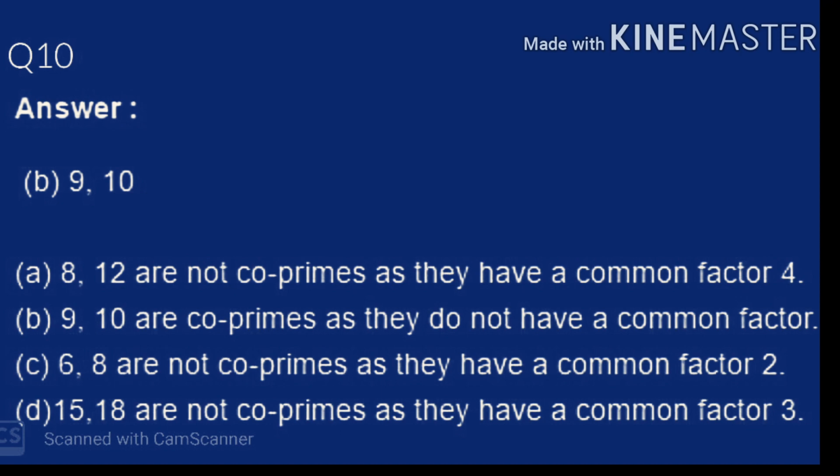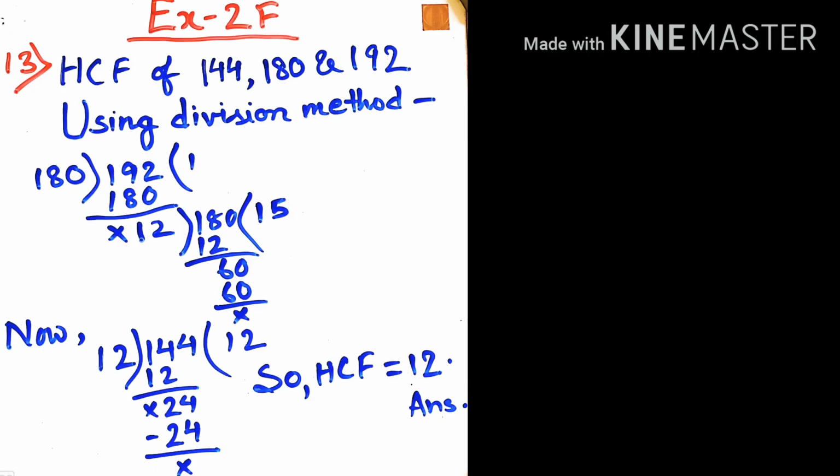Okay. Now in our next question, question number 13, we have to take out the HCF of 144, 180 and 192. So here we are using the division method. You can use the prime factorization method also. So in the division method, we are dividing the greatest number 192 by 180 and we are getting 12 as our HCF. Then again 12 will divide 144. And since the remainder is 0, the divisor becomes our HCF. So HCF of 144, 180 and 192 is 12. I hope it is clear to you.